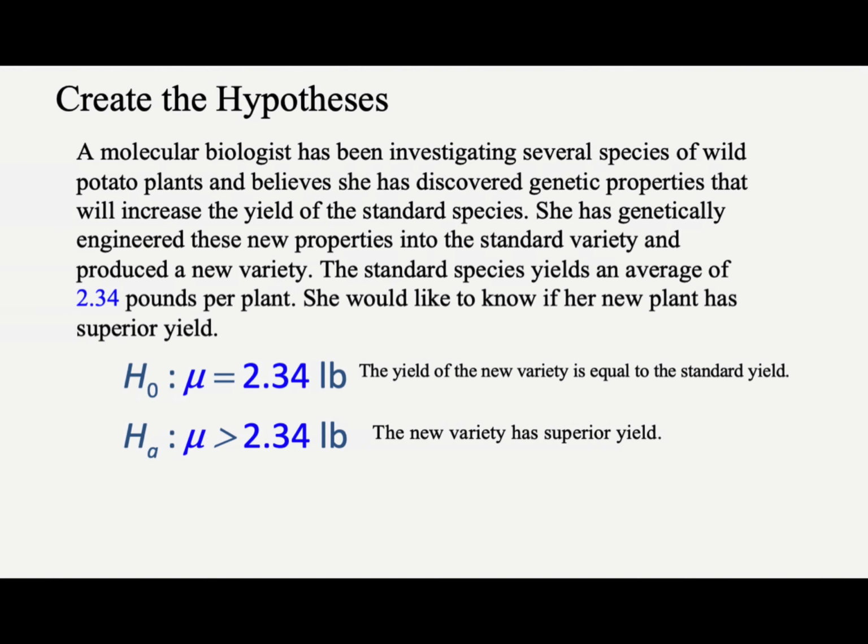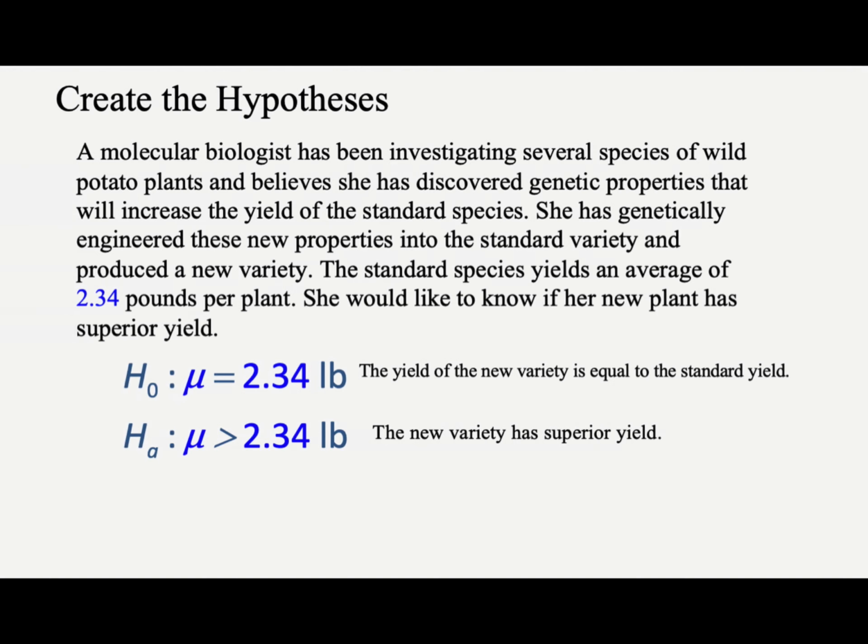So the standard species that she's had all along had a mean of 2.34. That was the average yield. She's going to stick with that unless proven otherwise. So she's modified this thing in some way, but she's going to say, okay, I'm going to assume to start with that this thing still has a mean of 2.34, but I would like to know if it has a superior yield. So I'm going to see if I can prove that the mean being 2.34 is incorrect, and if instead it is actually greater.